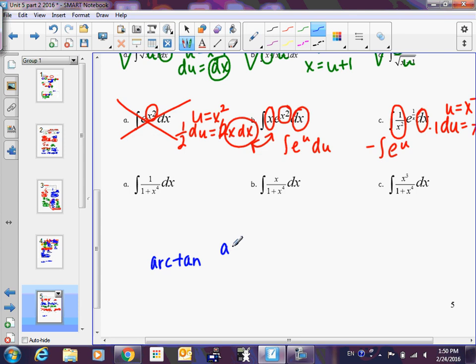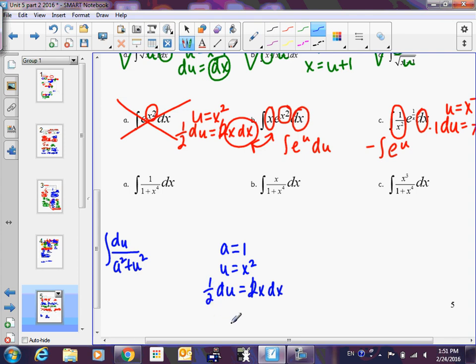Let's try it. So if we think this is an arctan problem, by the way, this would be du. I'm not really writing this in the best order here. It'd be a squared plus u squared. That's what we're looking for. They all have the same denominator. So what would a equal? 1. U would equal x squared. See how this is u squared and this is x to the 4th? So then what would du equal? 2x dx.